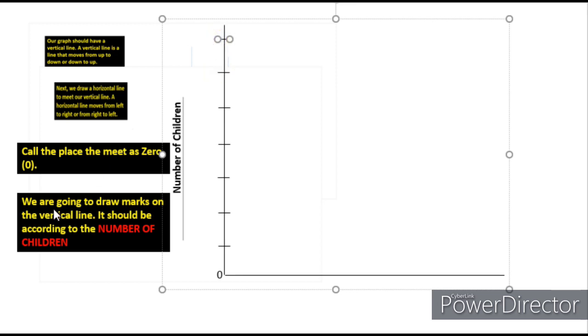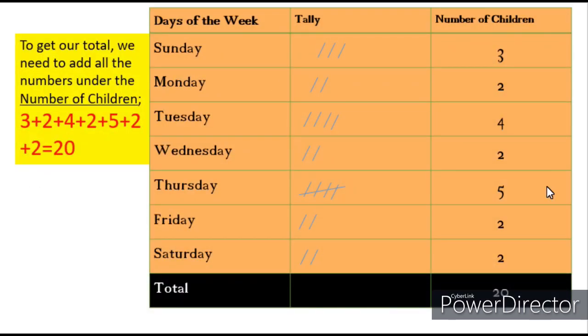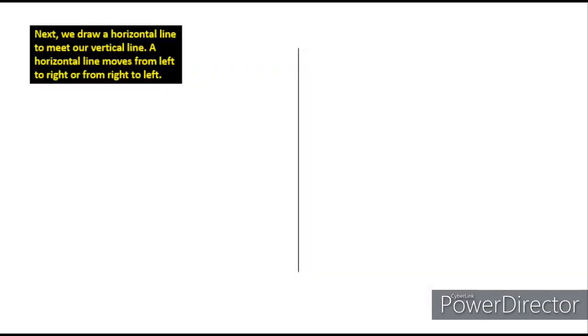So we are saying that we are to draw the marks on the vertical line. It should be the marks according to the number of children, and the number of children, we know that we have the least to be 2 here and the highest to be 5. The least to be 2 and the highest to be 5.